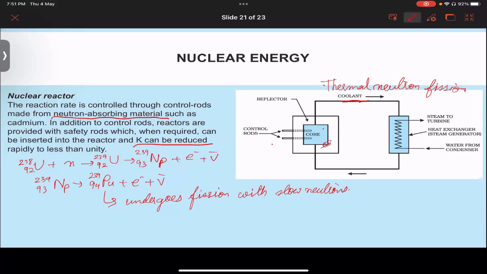This is put into a containment vessel, which prevents the escape of radioactive fission products. Some radioactive fission products can very easily penetrate through, so we need a proper containment vessel. The reactor can be shut down by means of rods, for example cadmium rods, which can absorb a high amount of neutrons. If they absorb all the free neutrons, then no more fission reaction can take place.